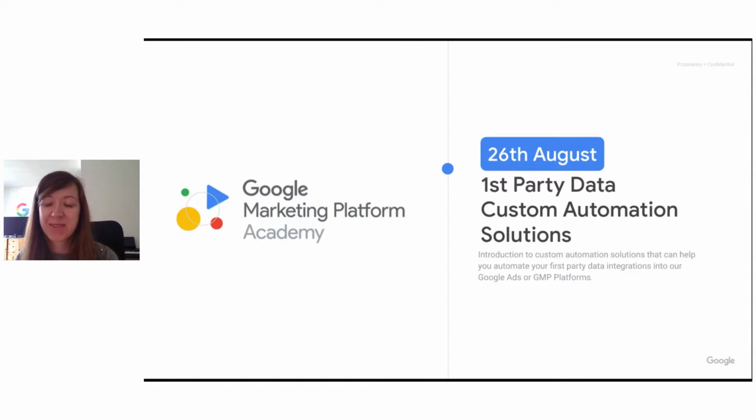In this training, we want to talk about custom automation solutions that can help you automate your first-party data integrations into your Google Ads and GMP platforms. We will also have a walkthrough of one of those open source automation solutions to help you see how an end-to-end setup is done.